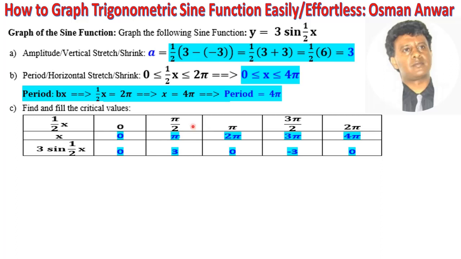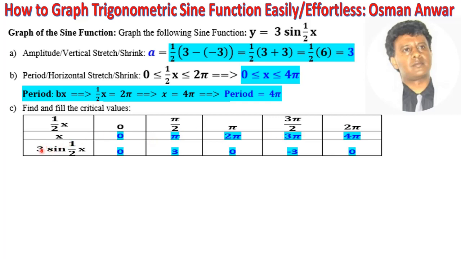The other way is, we know that x is between 0 and 4 pi, so you put 0 here and 4 pi here. Then halfway is 0 plus 4 pi is 4 pi, divided by 2 is 2 pi. Then halfway between 0 and 2 pi is 2 pi plus 0 is 2 pi, divided by 2 is pi. Then halfway between 2 pi and 4 pi is 2 pi plus 4 pi is 6 pi, divided by 2 is 3 pi. Then we need to find the value of y.